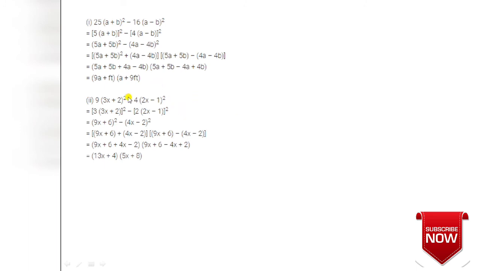Similarly, here also we will do in the same manner. Here first we will make sure what is the square of 25. 25 is the square of 5. So we can write this one as 5a plus b whole square. Similarly, 16 is the square of 4. So we write this one as 4 into a minus b whole square.